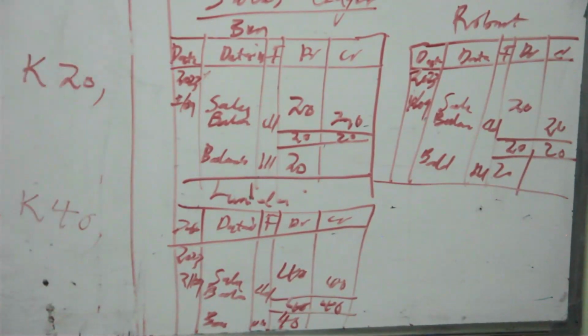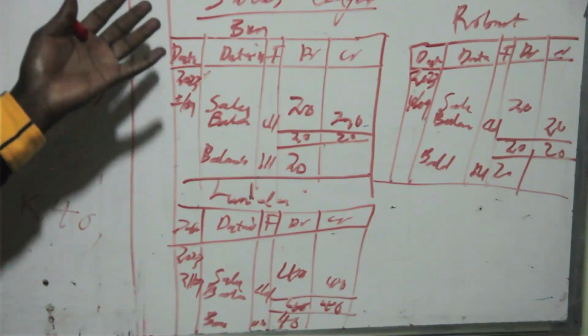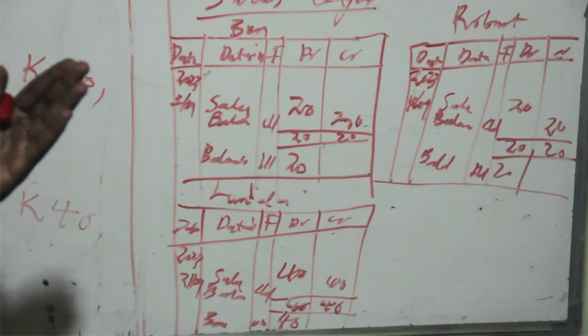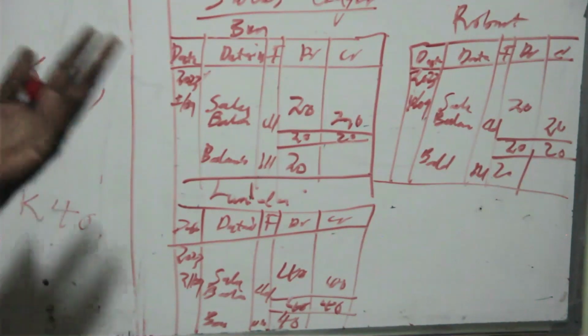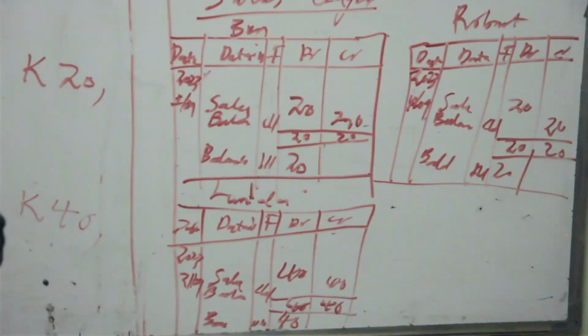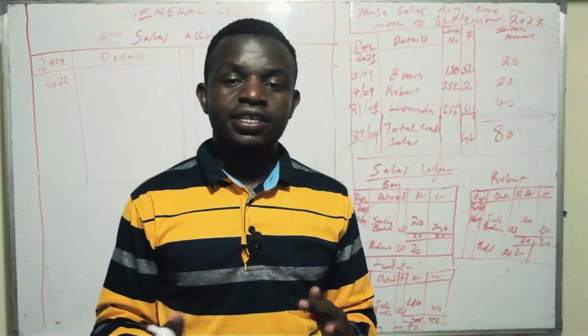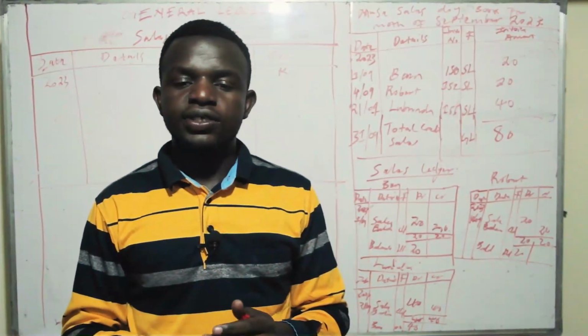And you have seen we have prepared the sales daybook and the sales ledger. So that's how you can prepare this. Where you have questions, please ask in the group. Let us now prepare the general ledger that shows the sales account. So let us now prepare the general ledger, and in the general ledger we're going to show the sales account.